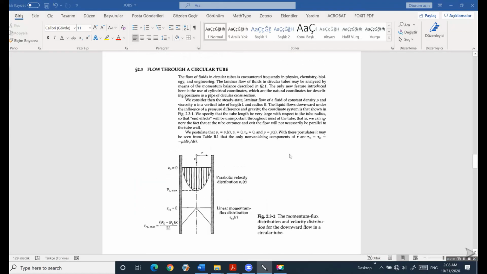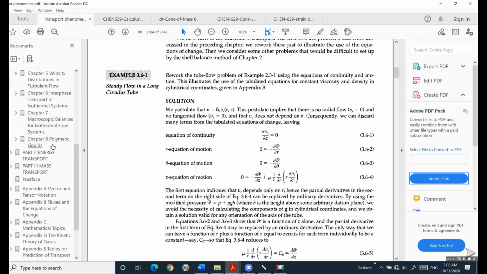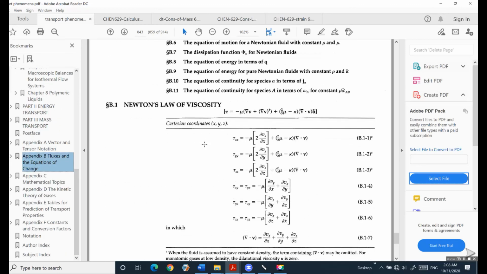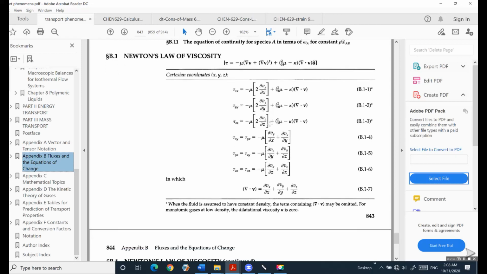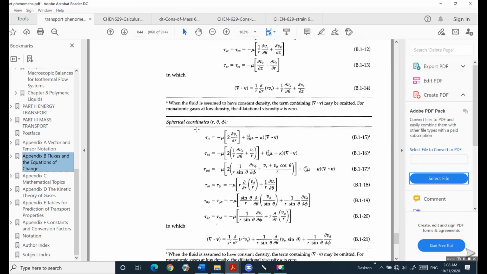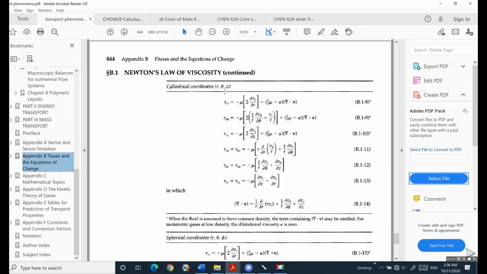But before moving to the solution, I just want to introduce the use of the appendix in this book. If you go to appendix B, you see Newton's law of viscosity in closed form, and for the rectangular coordinate system xyz, you can obtain the open form here. Now the cylindrical coordinates here, and the spherical coordinates there. For this problem, we are just going to use cylindrical coordinates. So we have r, theta, z.